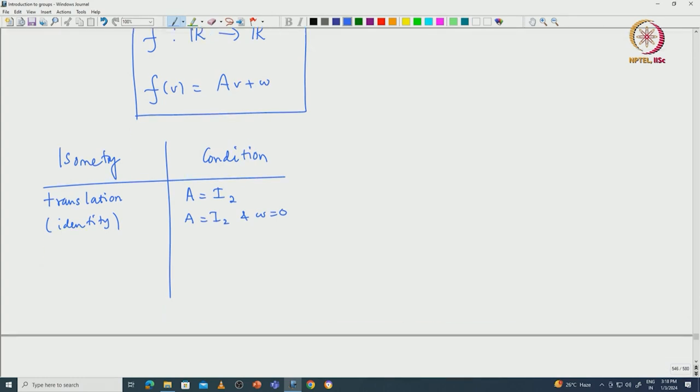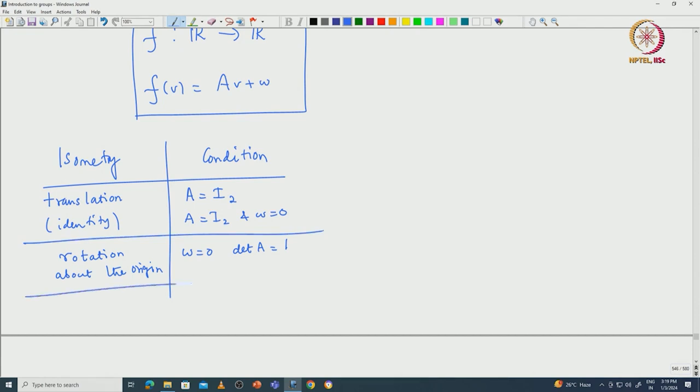So now if you take W 0, so what we have seen, and then determinant of A is 1, then you get what is called rotation, but rotation about the origin. So that is what we will get. So this is something we already proved.